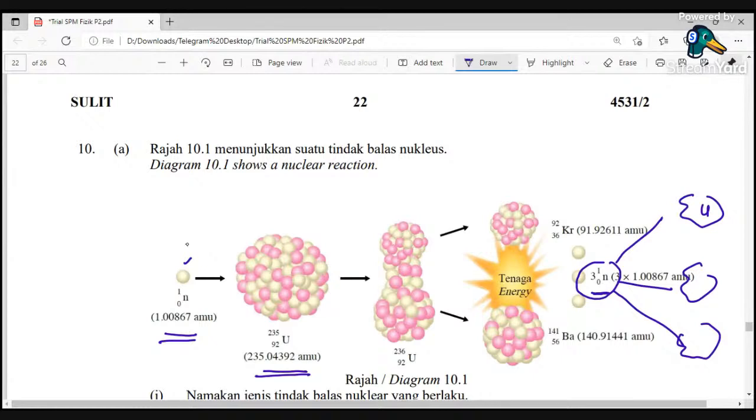So if it is not controlled, the process will continue to bombard another uranium nucleus and become unstoppable. Dia akan continue. Selagi ada neutron yang bombard uranium itu, the process of nuclear fission will continue. Okay, dia akan bertambah.